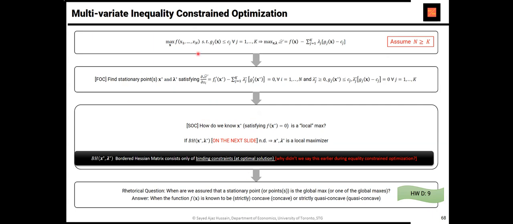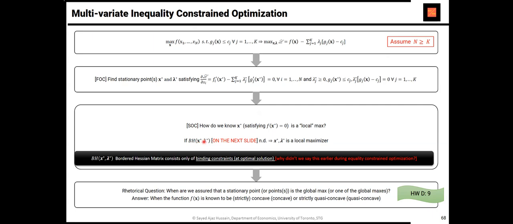So if you want to solve a problem with inequality constraints, again, you have to find x stars and lambda stars satisfying the derivatives of the Lagrangian with respect to the x's and the Kuhn-Tucker conditions. Again, I realize that this is a typo. It should really say, how do we know the x stars and lambda stars satisfying these things up here is a local max? And once again, you use the exact same bordered Hessian.